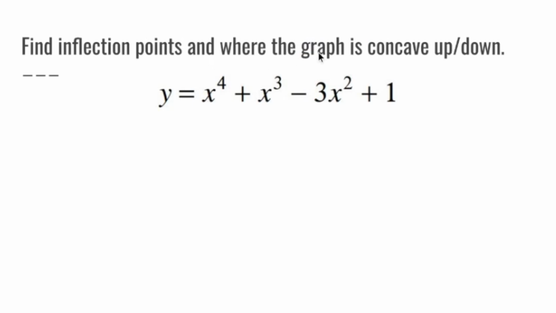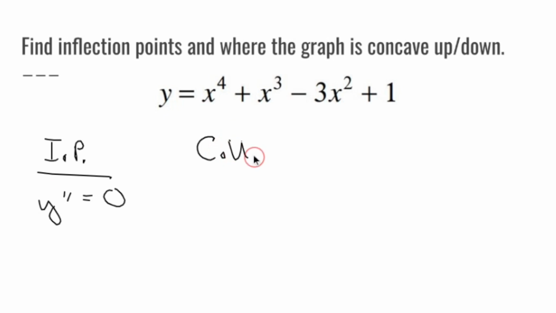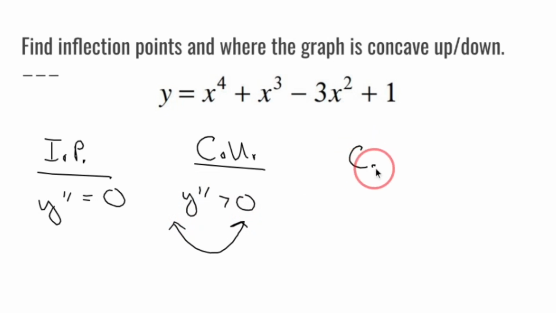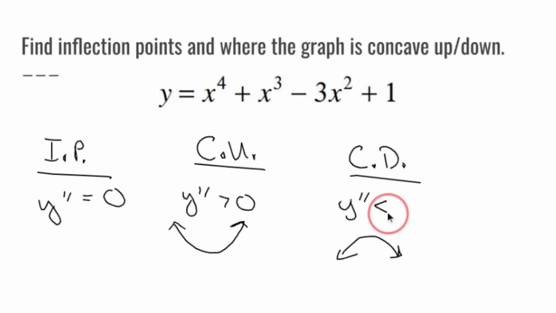Find inflection points and where the graph is concave up and concave down. All right, before I do anything, let me remind you or let me teach you what's what. Inflection points are your x values when your second derivative equals 0. Concave up on a graph is when you have parts of your graph curling up like that. That happens when your second derivative is positive. Concave down, very similar, looks like this. That happens when your second derivative is negative.